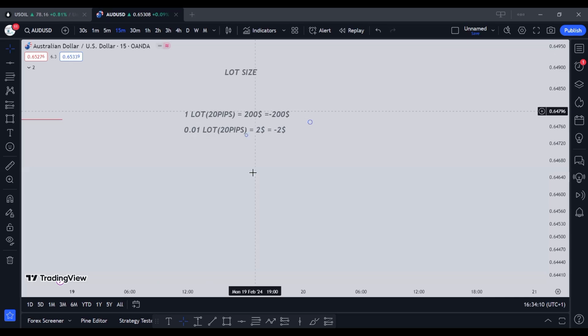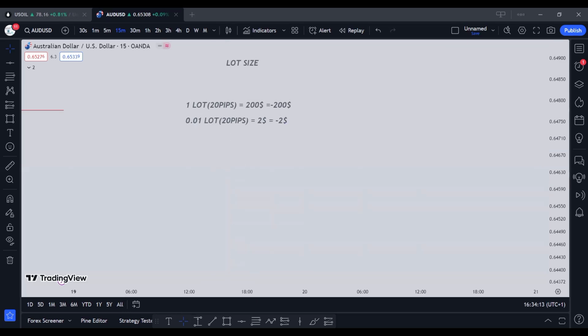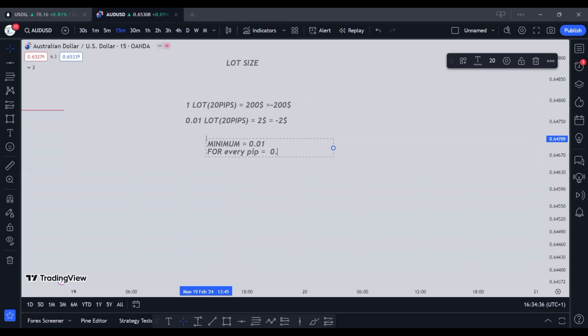So let me now explain to you guys how the lot size works. The minimum lot size is 0.01. This means for every pip movement, we have $0.1 profit or loss. So if your trade goes 1 pip into profit, your profit should show $0.1. If it goes down 1 pip, your loss will show $0.1.